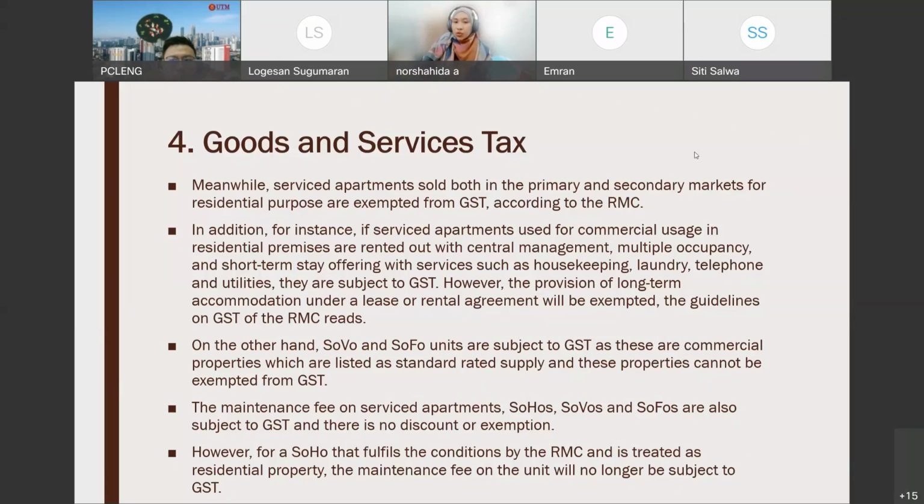On the other hand, okay, SOVO and SOFO units are subject to GST as these are commercial properties which are listed as standard rated supply and this property cannot be exempted from GST. The maintenance fee on service apartment, SOHO and SOFO are also subject to GST and there is no discount or exemption.